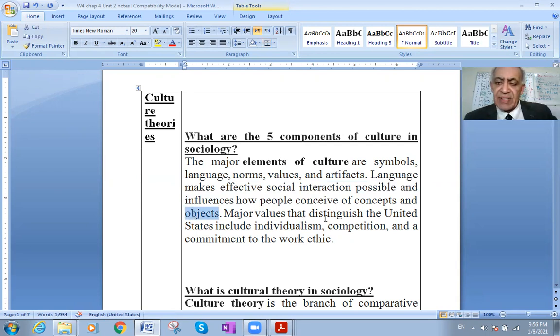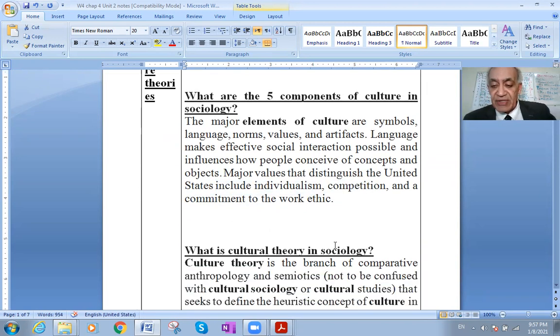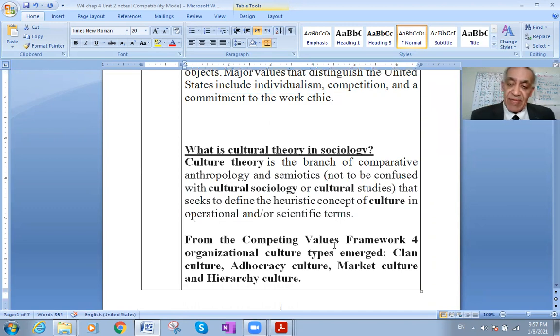Major values that distinguish the United States include individualism. If we talk about some countries on the dimensions of the Hofstede model, the United States is one of the countries which is very high on the scale of individualism, and also pluralism, competition, and commitment to the work ethic. Those are examples for the United States.